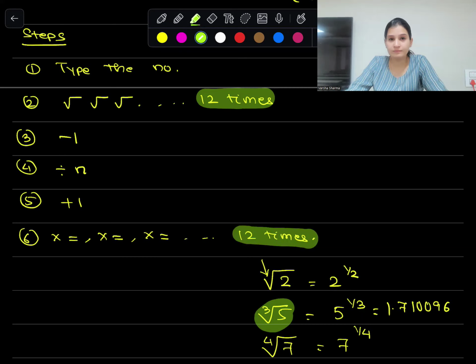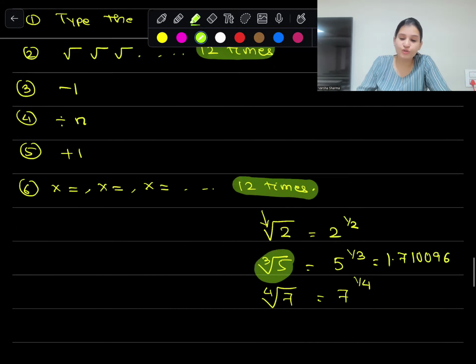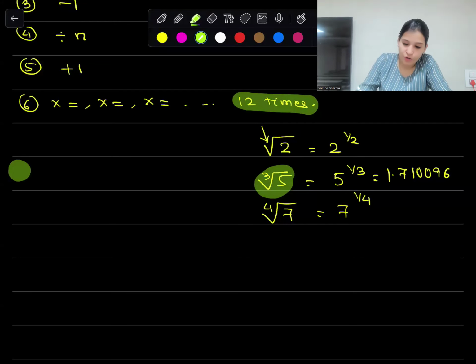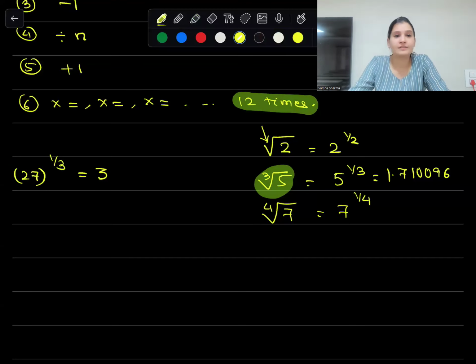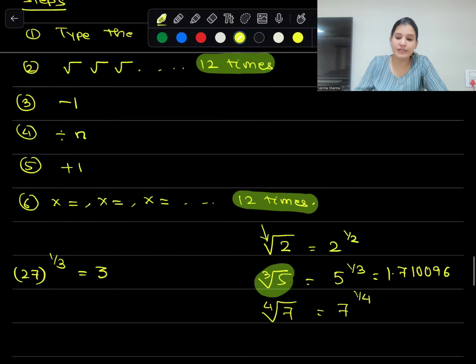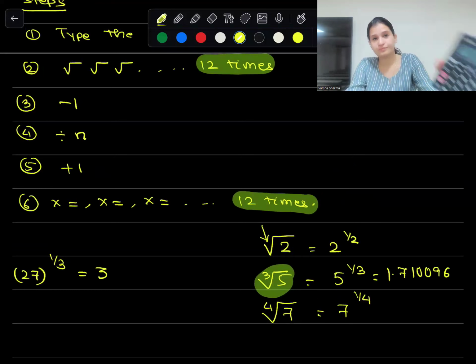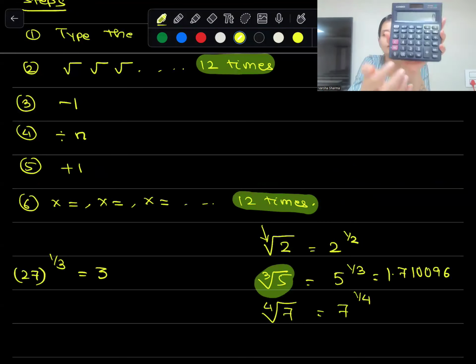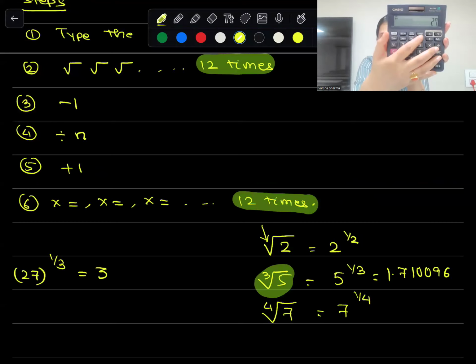Yes? Yes, ma'am. Now to show you that I'm teaching you correctly, we already know that 27 to the power 1 by 3 is 3. We already know this answer. Let us see if our calculator gives us the same answer or not. So, cleaning my calculator. 27. Pressing the root sign 12 times: 1, 2, 3, 4, 5, 6, 7, 8, 9, 10, 11, 12.